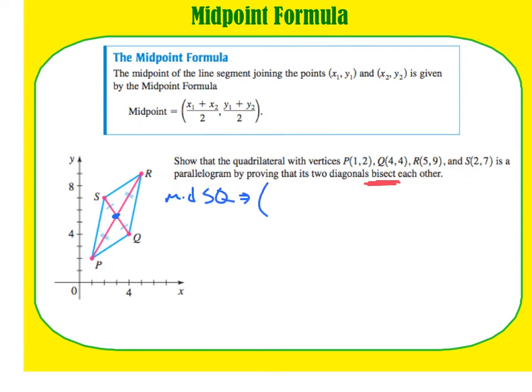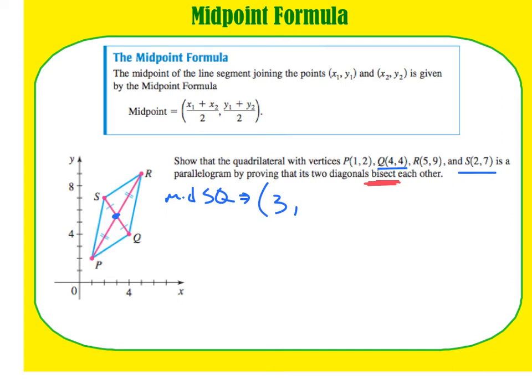So I'm looking at S and I'm looking at Q. I have 4 as an x value and I have 2 as an x value. What is the middle of 4 and 2? 3. So 3 is my x value. Now, you could do 4 plus 2, which is 6. Divide by 2 and you get 3. That's totally cool.